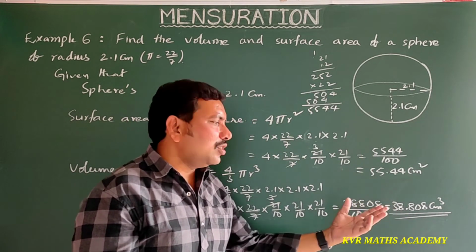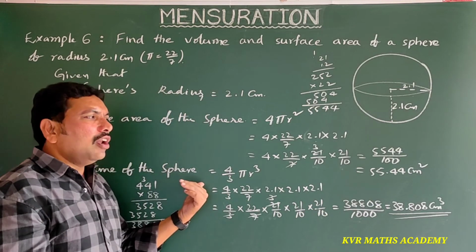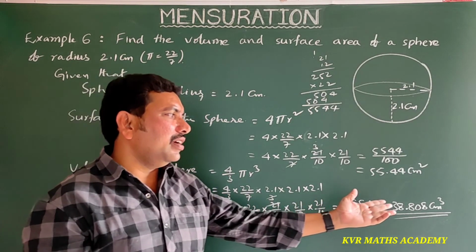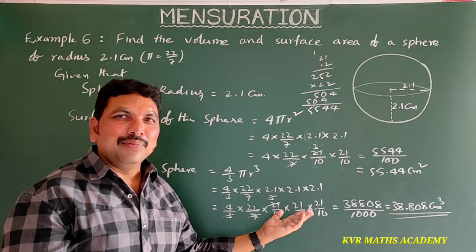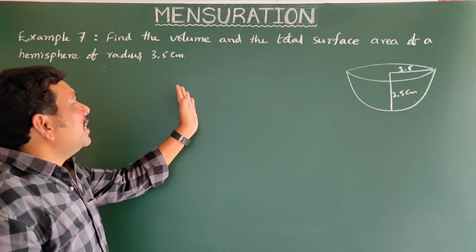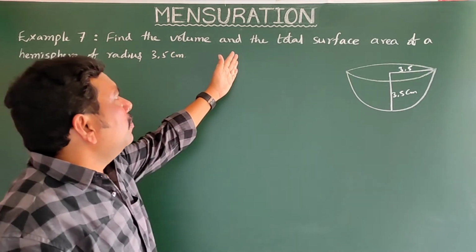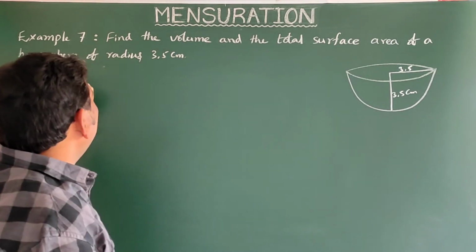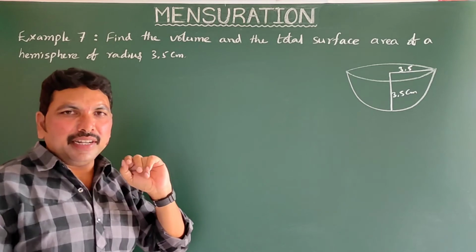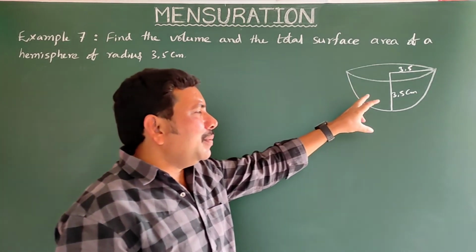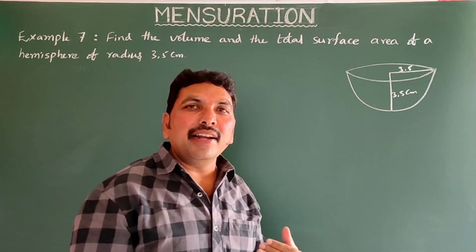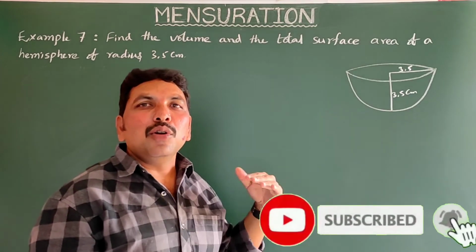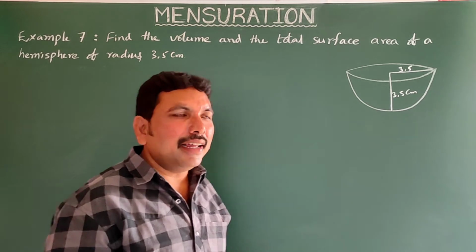Centimeter cube, this is. Understood or not? So why? Because this is volume, no? We have to write the units as cubes. Understood clearly? Next, 7th example. Find the volume and the total surface area of the hemisphere of radius 3.5 centimeters. So here a hemisphere of radius 3.5 centimeters is given. We have to find the volume and total surface area also. Right? First write down.